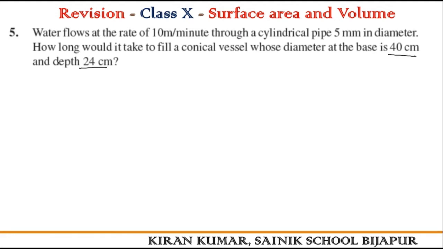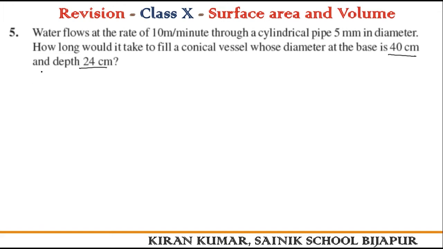Here it's a cylindrical pipe, so the area of cross section will be pi r square. Area of cross section multiplied by the speed will give the volume of the water flowing. So here, what are the given things?